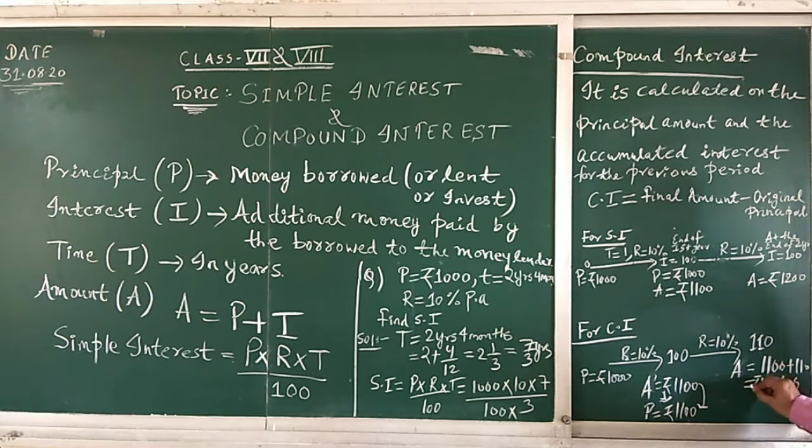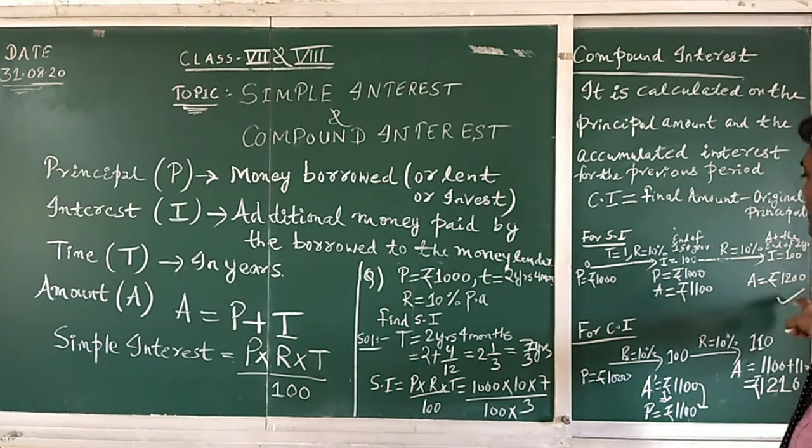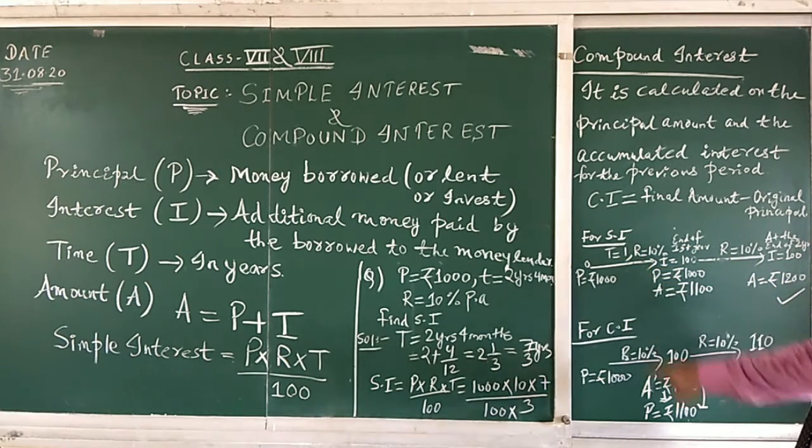Now see, children, the difference. Here the amount is 1200 when we are calculating the simple interest on the basis of the rate of 10% on the principal amount of 1000.